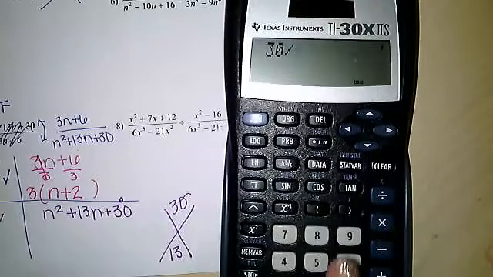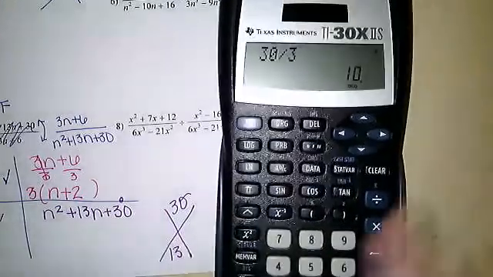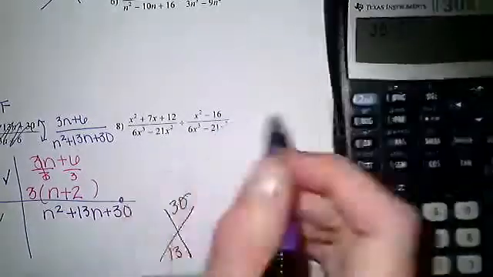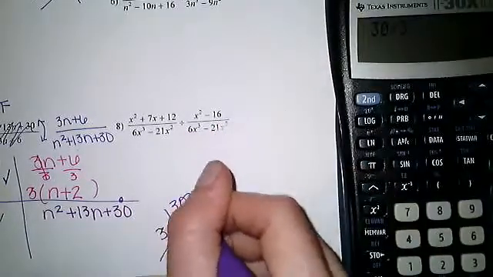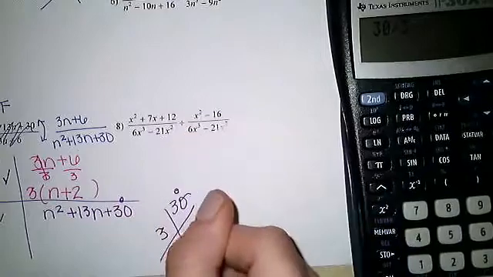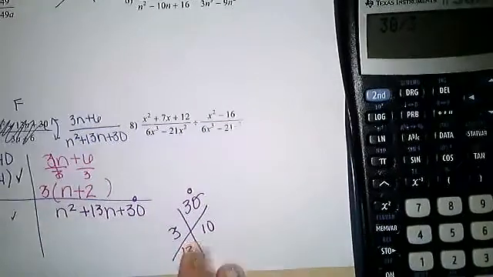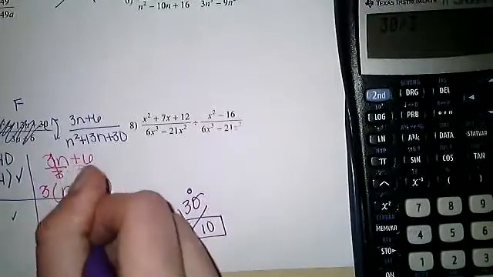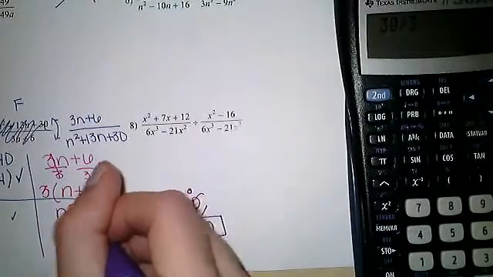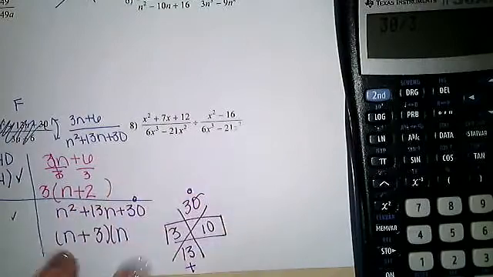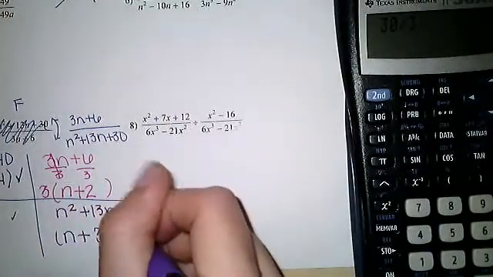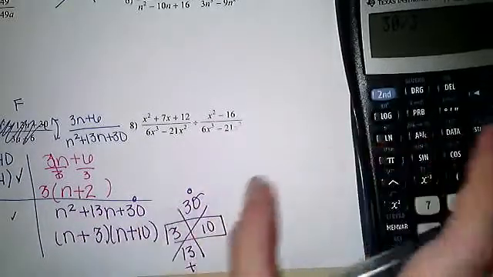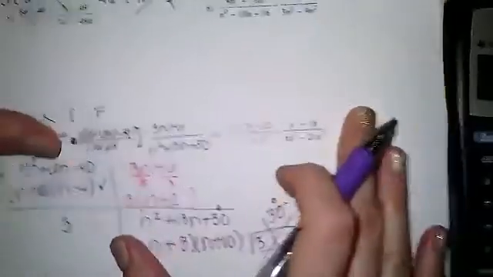So let's try 30 divided by 3. 3 and 10, if they were both positive, would multiply to 30, and they would also add to 13. So that is why 3 and 10 are going to be my factors. So I'll put an n in each parenthesis. N times n is n squared. And a 3 and a 10, since those will now get me my 30 and my 13.